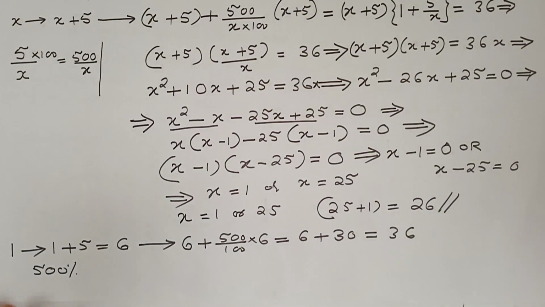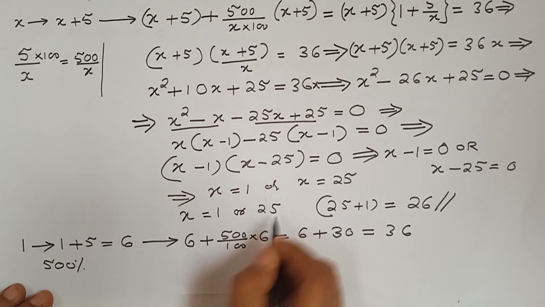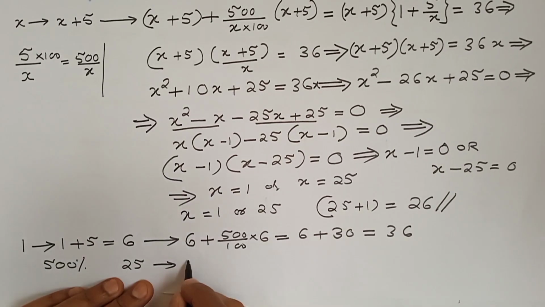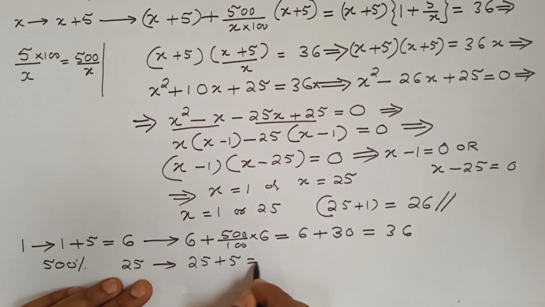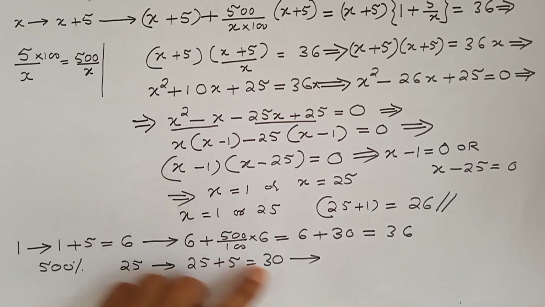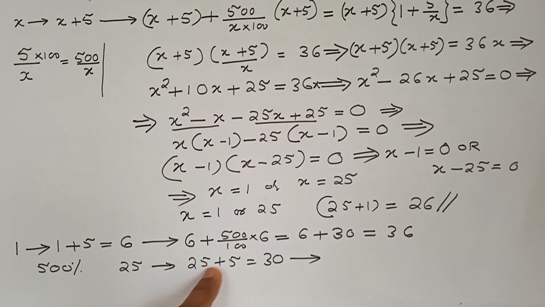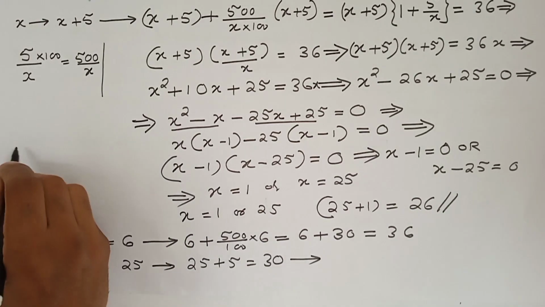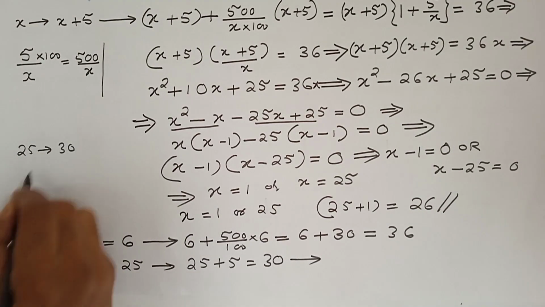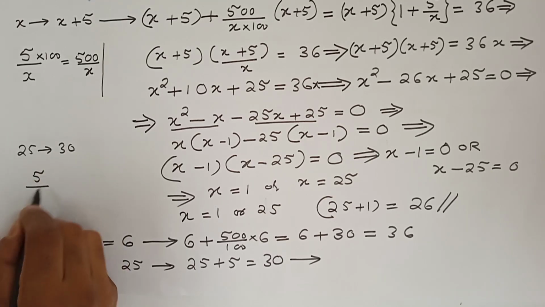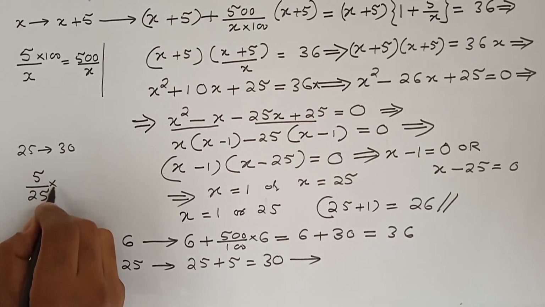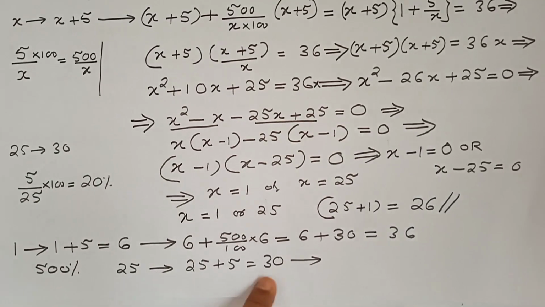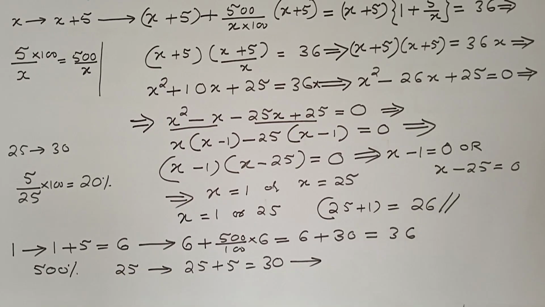Now let's take the next number, x equal to 25. First you increase 25 by 5. You get 30. Now 30 is increased by what? By this percentage. See, 25 becoming 30. How much is the percentage increase? 25 becoming 30. You take the absolute difference, which is 5, divided by the original number 25 into 100. This on simplification, 20. So much percentage is the increase that's come about from 25 to 30.